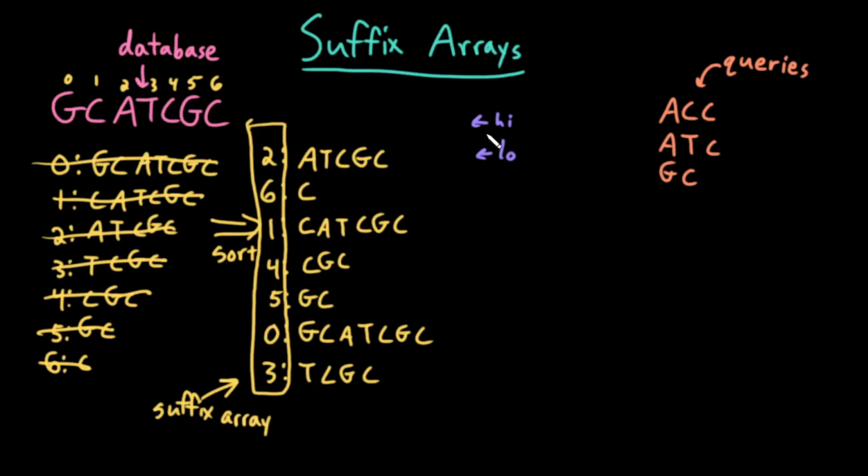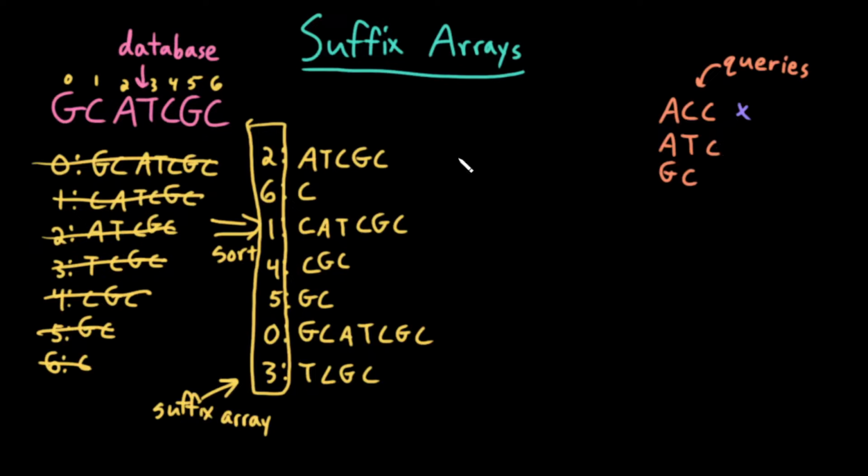But uh-oh, now I'm out of range. I don't have anything else. So now my range of values is the empty range. So I have failed. ACC does not exist in my query sequence. Let's try another example. Okay, let's try this one.